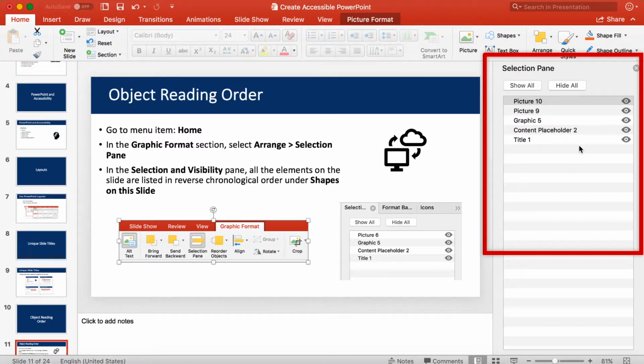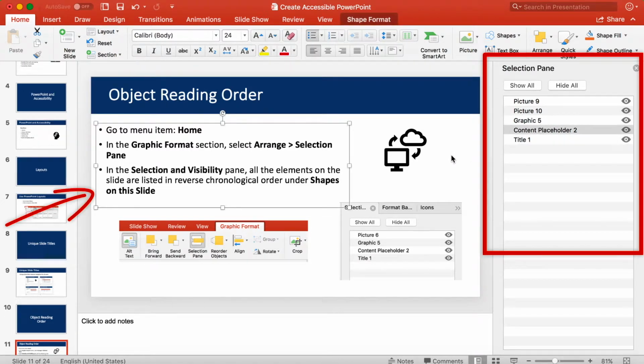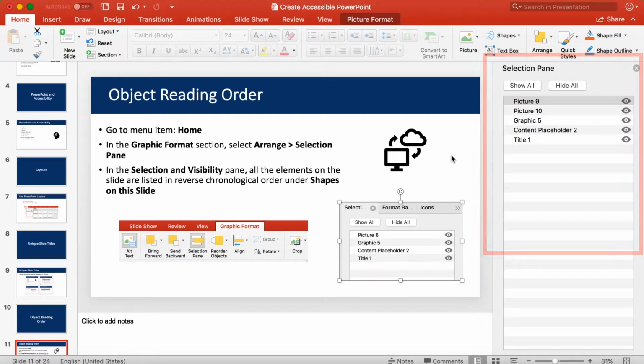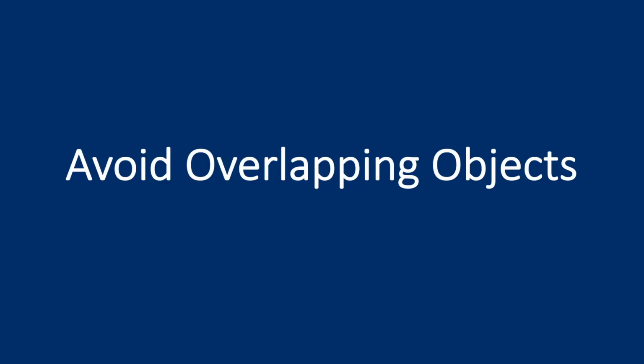And it looks like I also would like to change the order of the last 2 images. So I'm going to reorder those as well by dragging. And yes, there I have the order that I would like the slide to be read, and this is the order that the screen reader will read the slide.